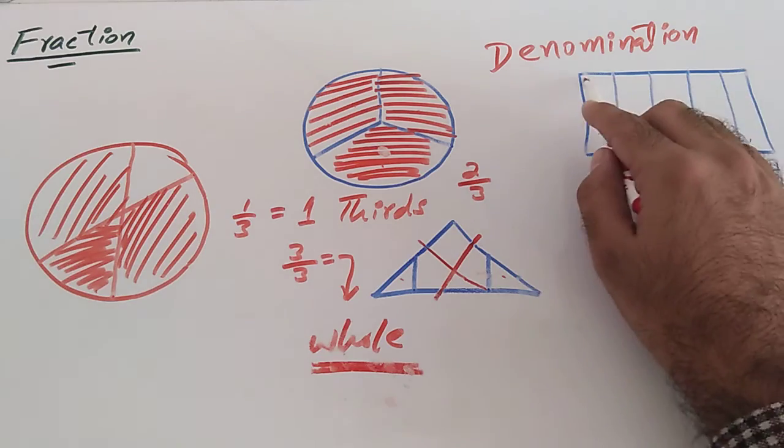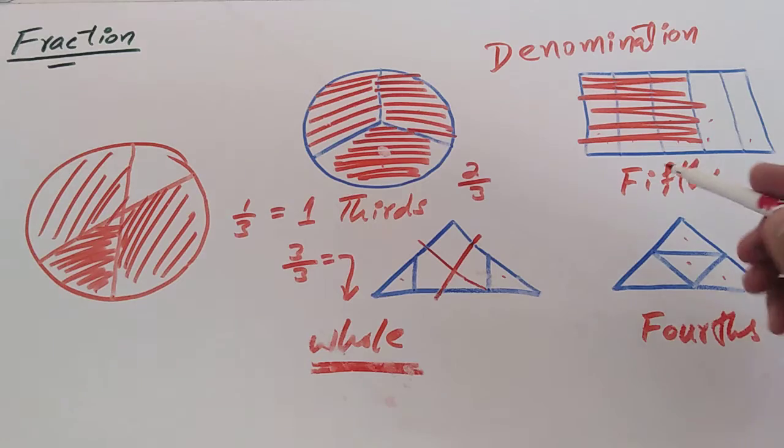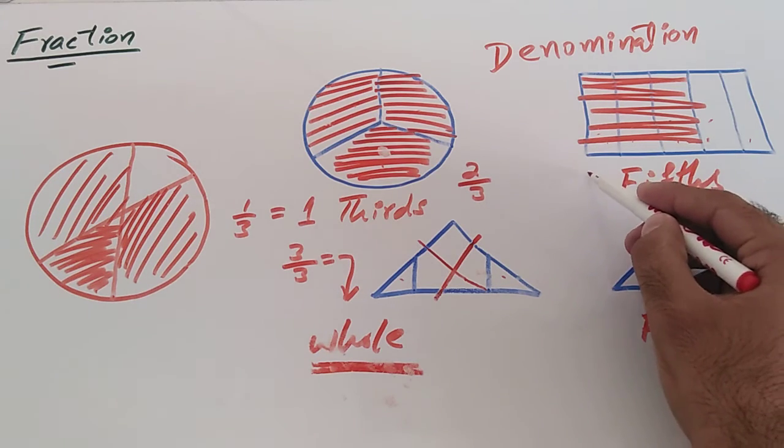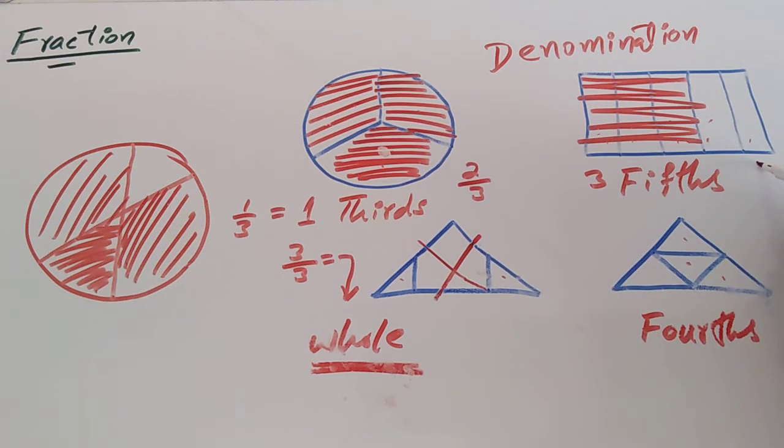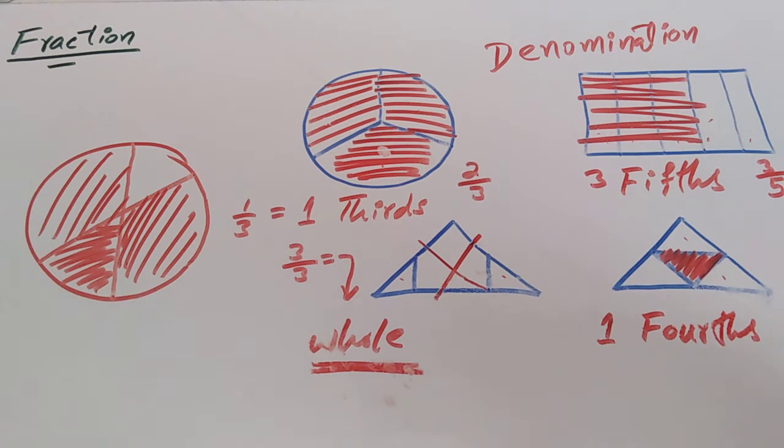Fifths. Let's say you shade 3 of the parts this way, so you can see 3 of the parts are shaded, so this is called 3/5. Or if you write it in the form of fractions, it's 3 out of 5. So this representation is also called a fraction, in this way and also in this way. For this one, if you shade only this one, you can say one part is shaded out of fourths, so it's 1/4. You can also call it a quarter.